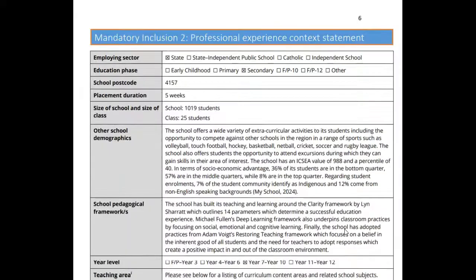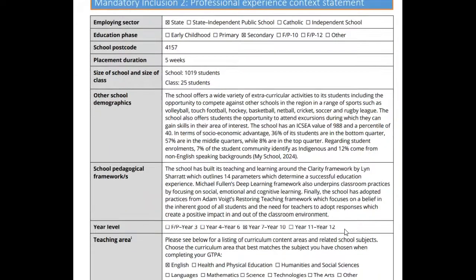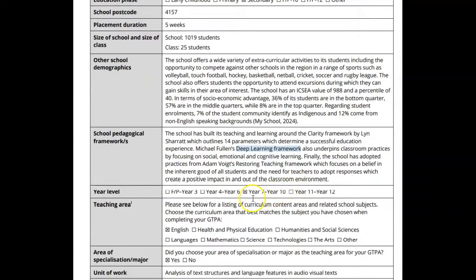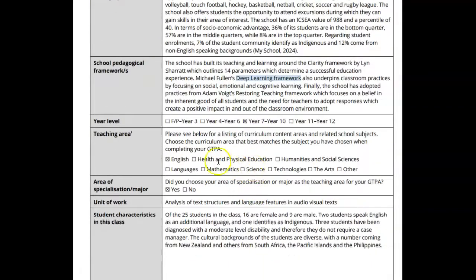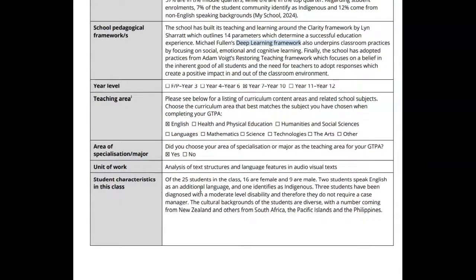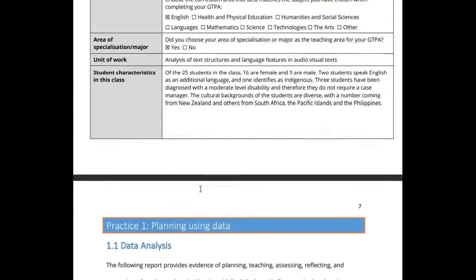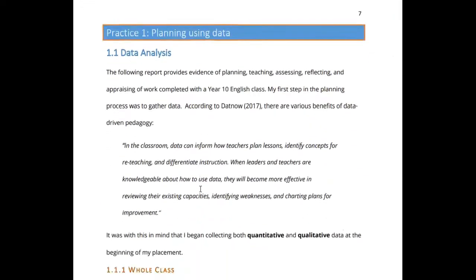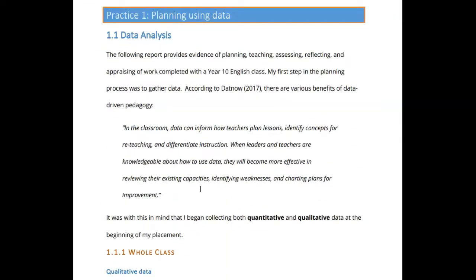The other mandatory inclusion is the context statement, and it's got lots of information. It's got socioeconomics, and they get that information from the school and my school site website. It talks about its framework of what it's going to be learning from and what year levels, etc. This is obviously years 7 to 10 English, and this is a part of your specialisation that you're doing. So let's go into the practice number 1 proper.